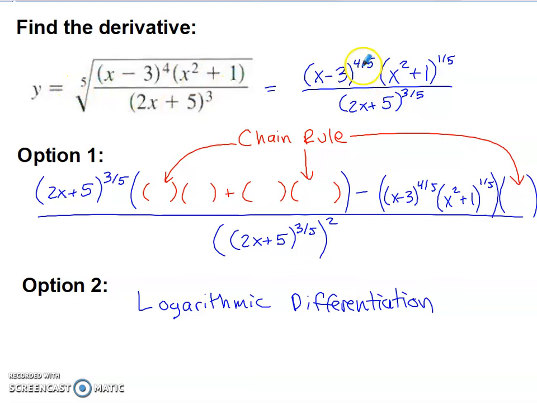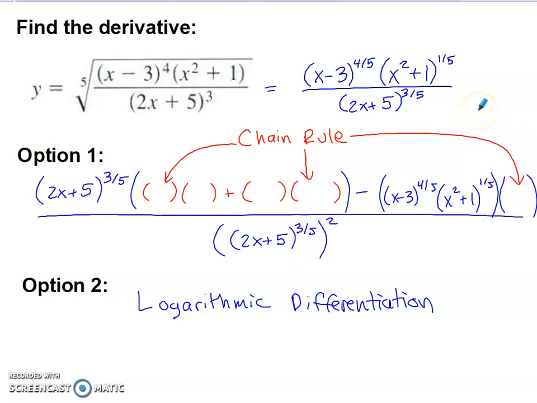And if I have something to the fourth to the 1/5 power, multiplying those powers gives me 4/5 as the power on x minus 3. I'm going to get 1/5 as the power on the x squared plus 1. And then the power here is 3, so something to the third to the 1/5 is going to give me a resulting power of 3/5. This is now in a little bit more beneficial form for us to try to take the derivative of.